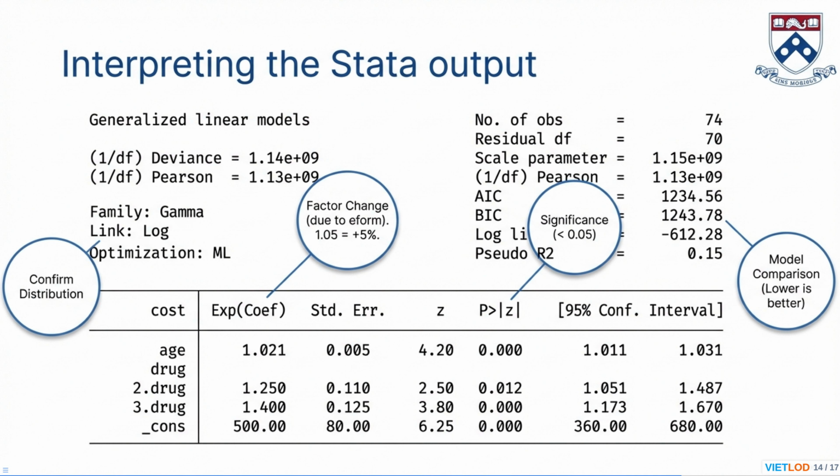The eform option is critical for interpretation. It tells Stata to display the exponentiated coefficients, making the output directly interpretable as multiplicative factors or percentage changes. We include vce(robust) to ensure our standard errors are robust to potential variance misspecification, which is a common occurrence in economic data. Finally, nolog simply suppresses the iteration log, keeping our output clean.